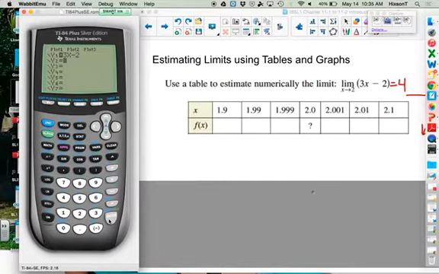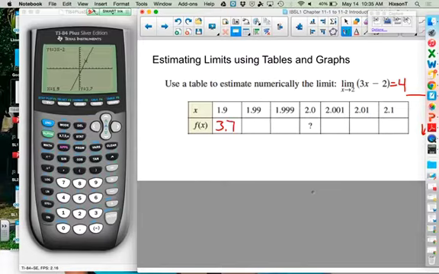It is possible to use the actual table feature on your calculator, but what I think is actually easier is just to graph this. Okay, there's our line. And then to use trace. And remember, when you use trace, you can actually type in values. So if I type in 1.9, hit enter, y is 3.7.